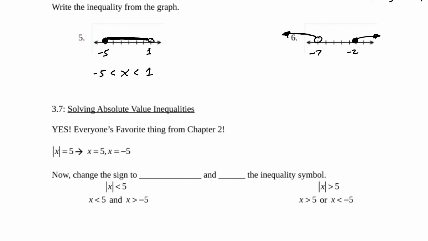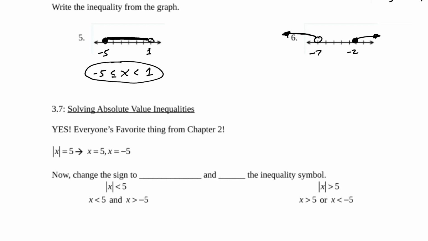Now the only thing we're missing here is we have an open circle at 1, so we do not need the equal to bar. But in this case, -5 is part of our solution because of that solid circle. So we need to add the equal to bar to that part of the inequality. So there you go. That's the inequality based on the picture in that graph. So number 5's done. Number 6, well, number 6, there is no overlap, all right?